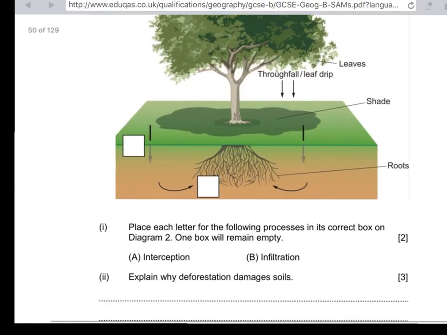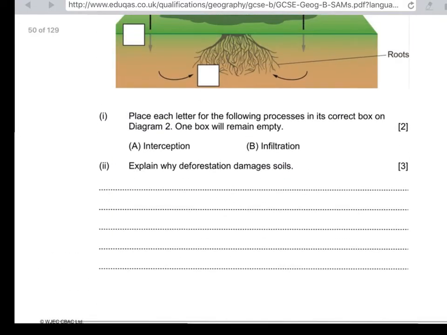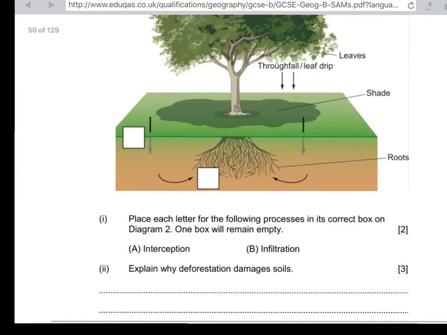Then you've got why does deforestation damage the soil? And again, the clues are here basically. Okay, they won't put labels on unless they're useful. So actually, the tip here is to look at the labels they've added on there. So first of all, shade. If you cut down trees, you don't have shade, therefore the soil will dry out.